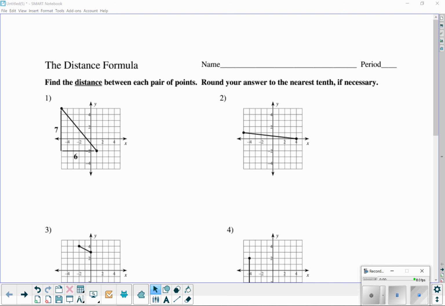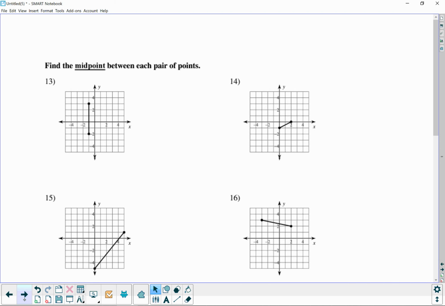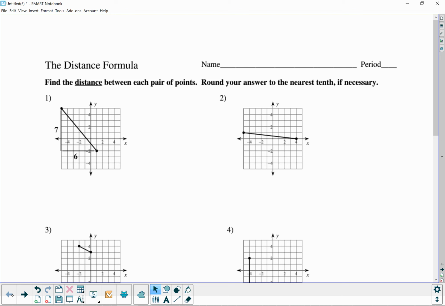All right, so for this distance formula worksheet, and the back side will be the midpoint formula, right? So let's start with the distance formula. If you have a distance, you're going to go ahead and make a triangle out of it. It doesn't matter if it's below or above. I made the one that's this triangle right here. This one I'm making it's below the line, but again, it doesn't matter.